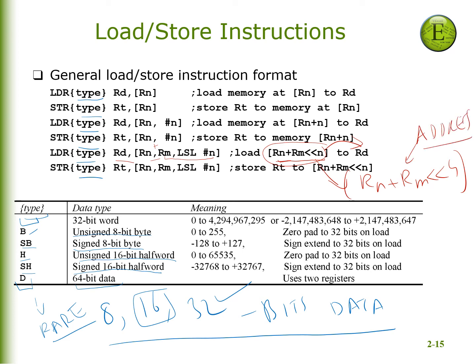And the final one is again the same. We're going to calculate the address by shifting Rm and then adding it to Rn, and then store the data in RD to that memory address.